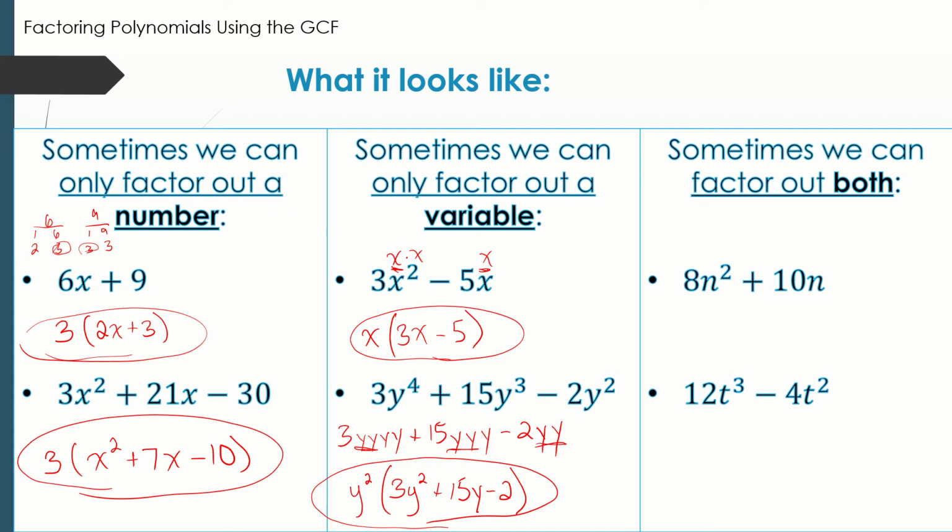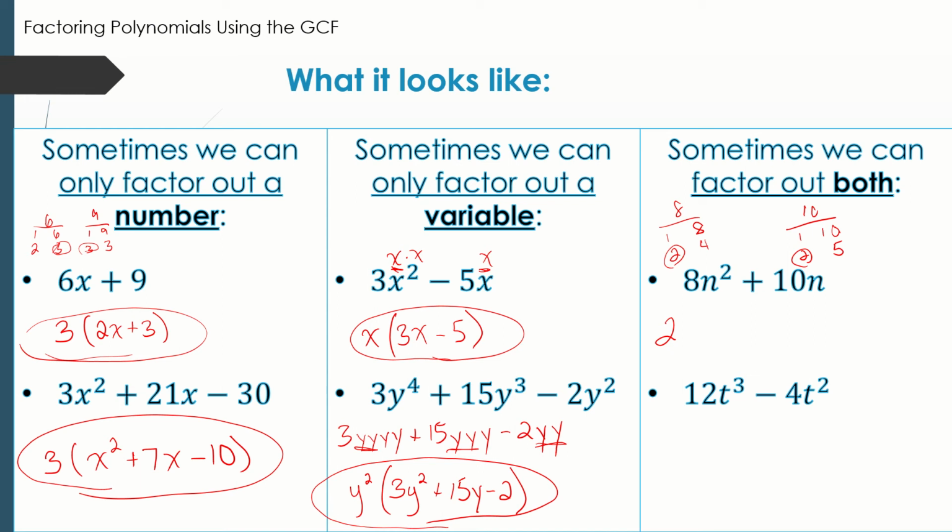8n squared plus 10n. Well, 8 has factors of 1 and 8, 2 and 4. 10 has factors of 1 and 10, 2 and 5. So the largest number they both have in common is 2. So that is part of my GCF.